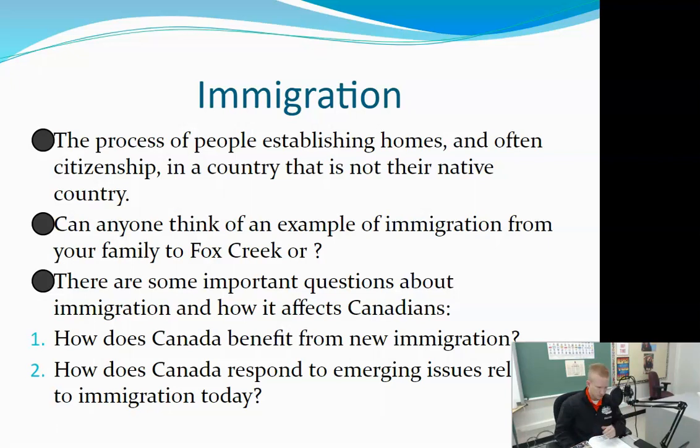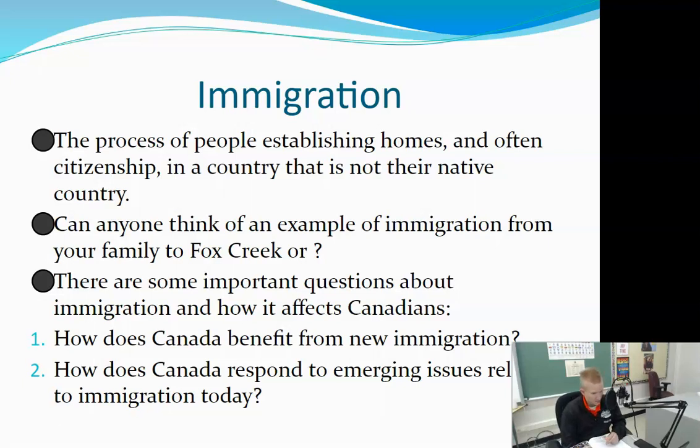So, to start off, we've got our very basic definition. Immigration: the process of people establishing homes and often citizenship in a country that is not their native country. So immigration is to any other country. I always get this question: if you're from a different province in Canada, it is not immigration. You're just moving. Different country coming to Canada. So the first one here was, can anyone think of an example of immigration from your family to Fox Creek?